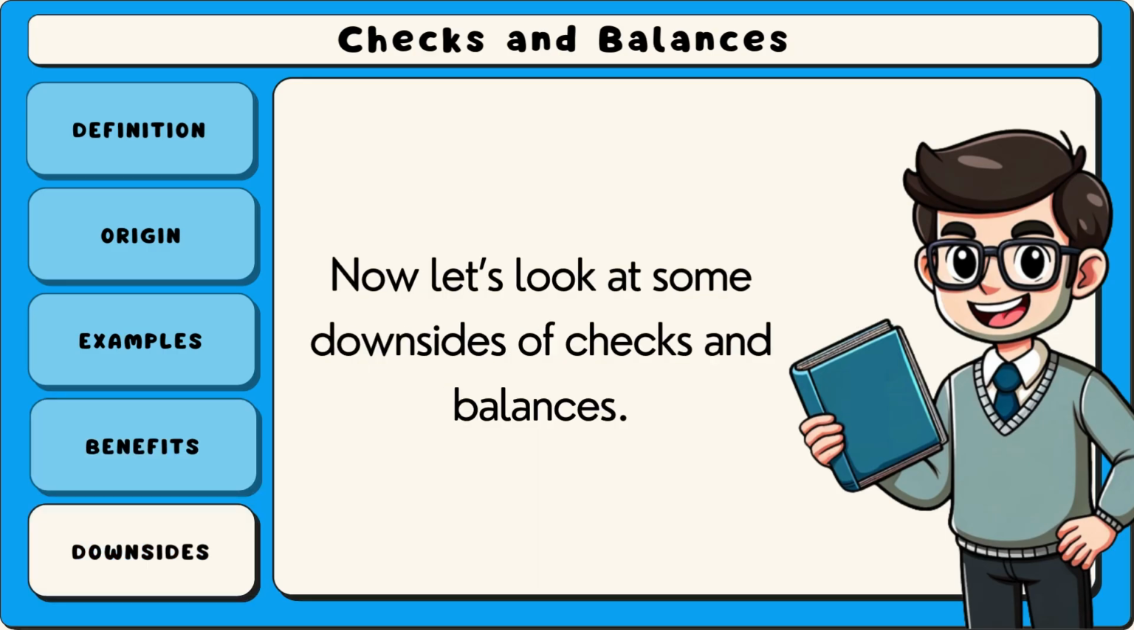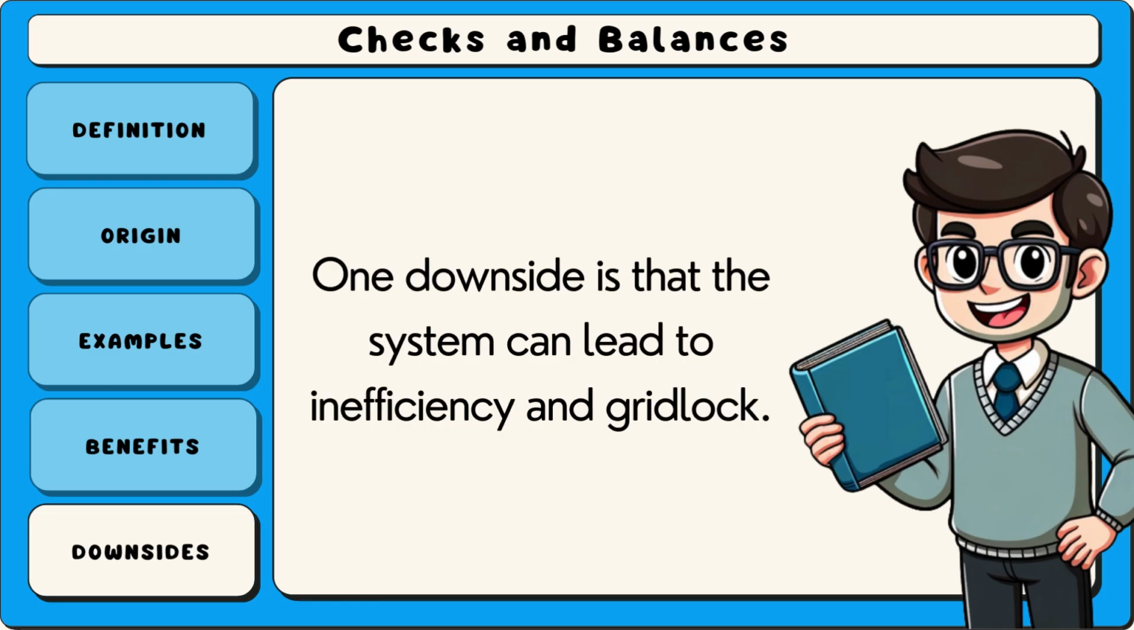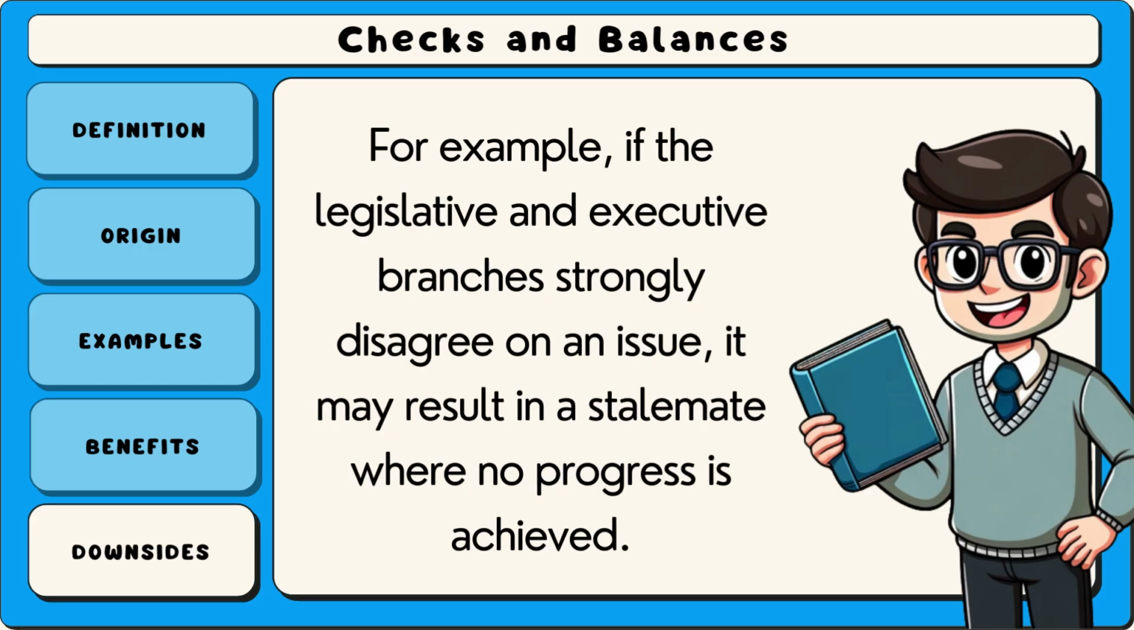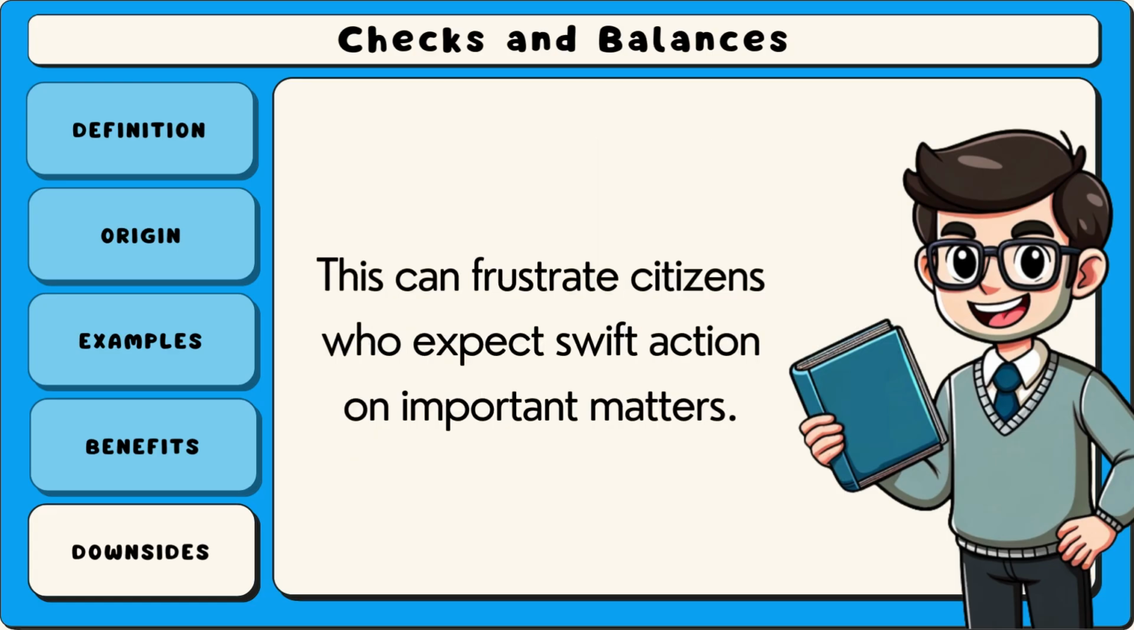Now let's look at some downsides of checks and balances. One downside is that the system can lead to inefficiency and gridlock. Because each branch has the power to block or delay the actions of the others, it can take a long time for decisions to be made. For example, if the legislative and executive branches strongly disagree on an issue, it may result in a stalemate where no progress is achieved. This can frustrate citizens who expect swift action on important matters.